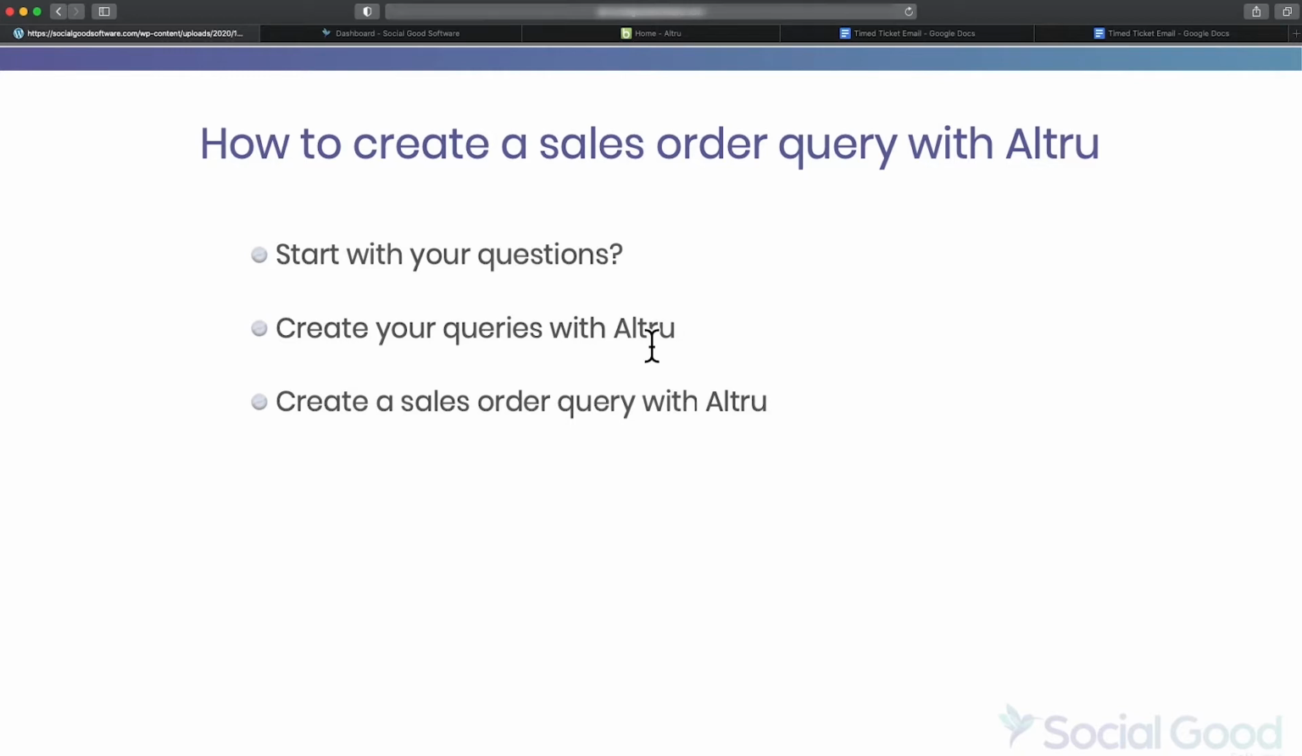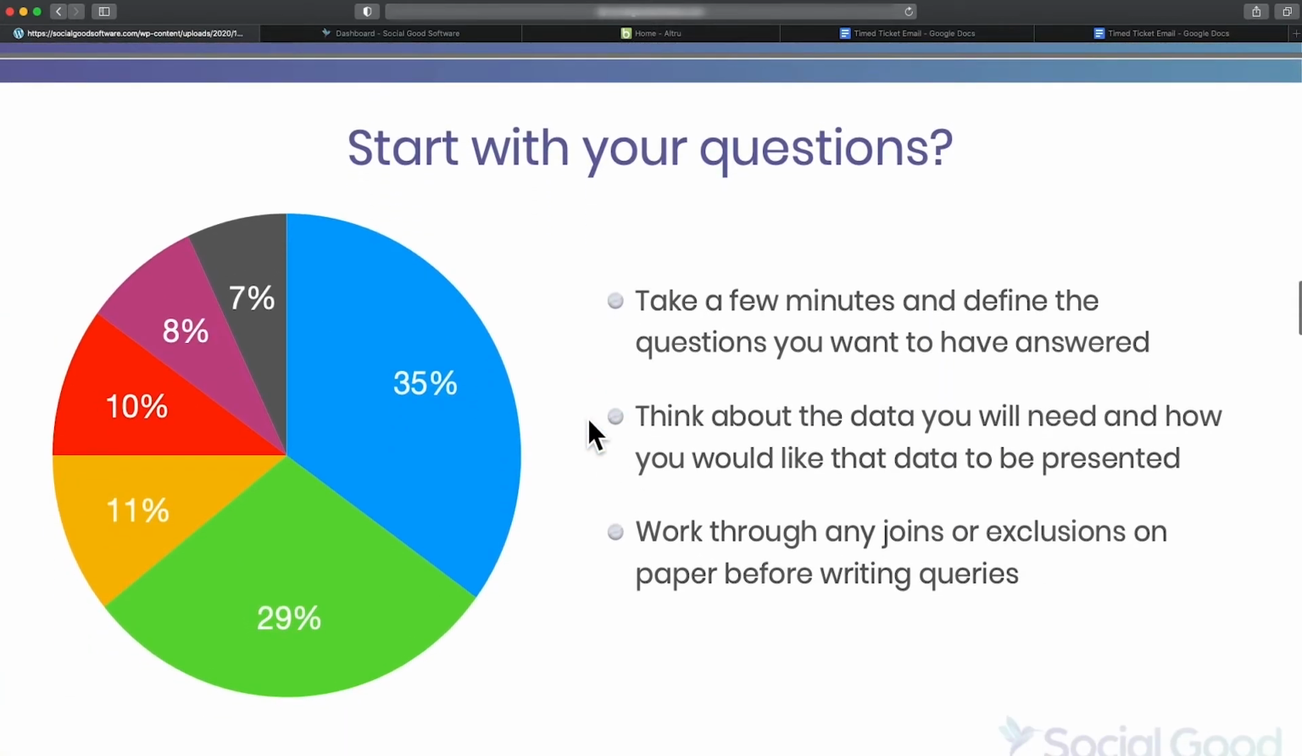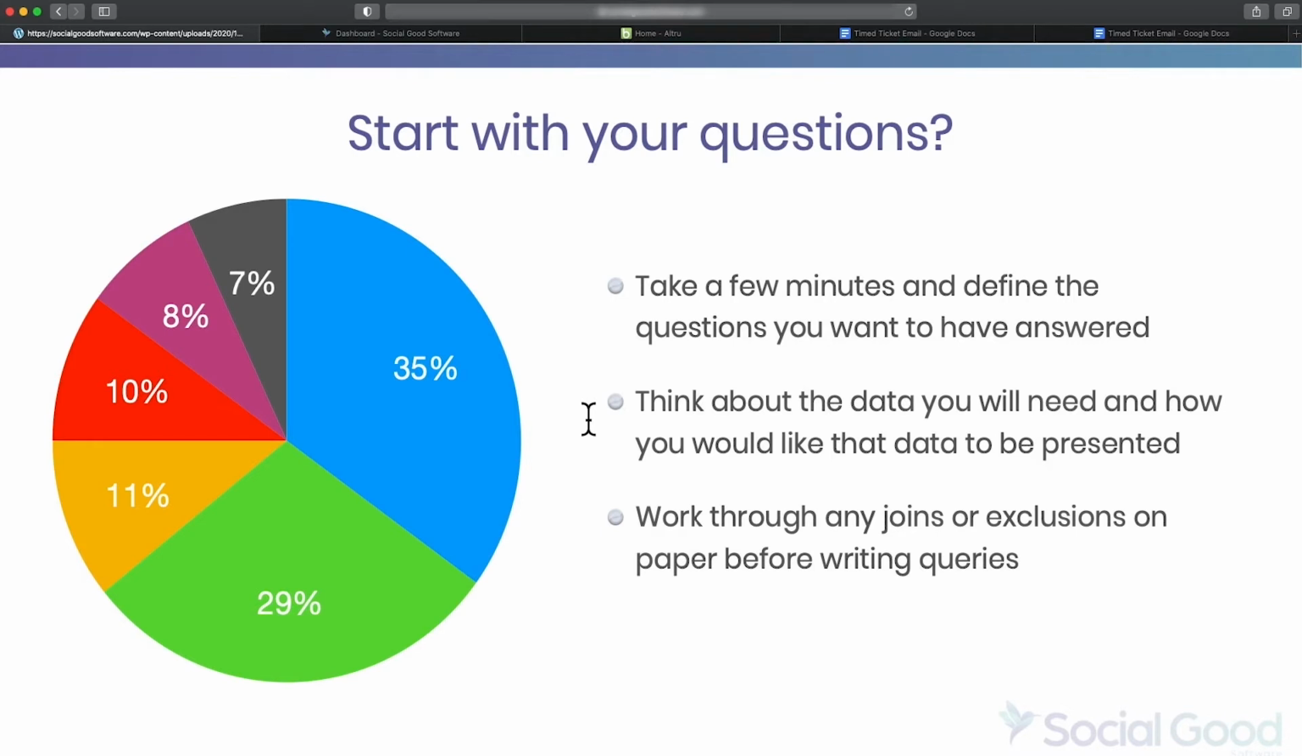And then you want to go through the process of actually creating the query with Altru. And then the last step here is we're actually going to be creating a specific query, which is going to be a sales order query with Altru. So let's go ahead and just take a quick look here. Again, this video is not to teach you queries from scratch, but I'll just give you some tips and tricks that I've learned over the last couple of years that I've used Altru.